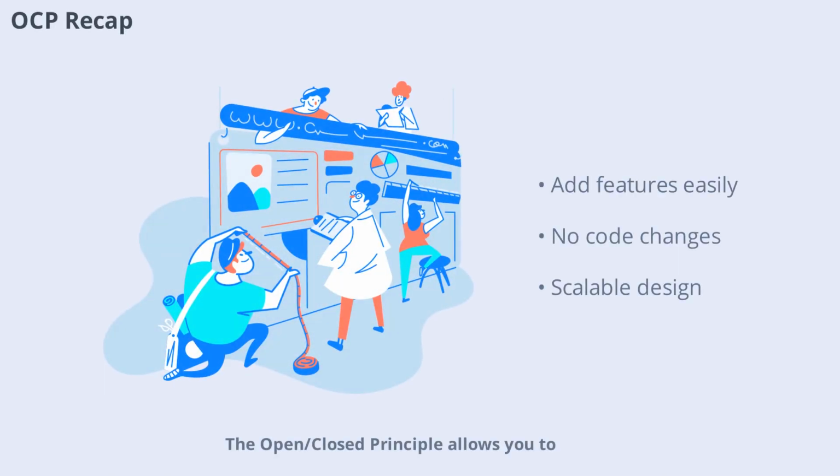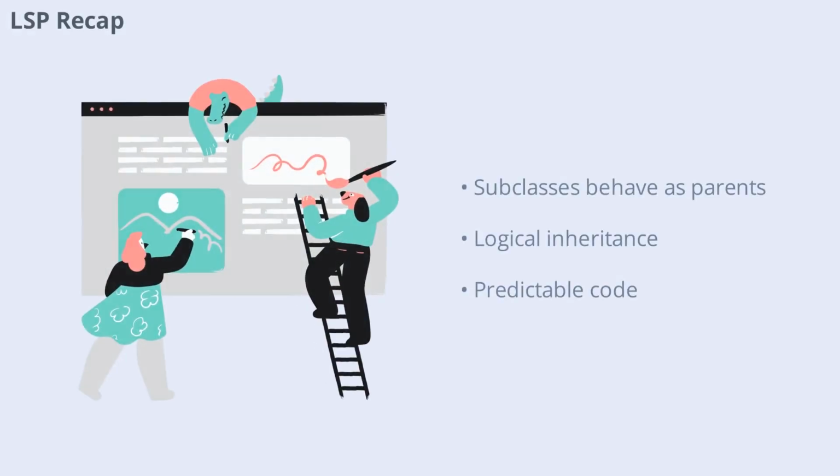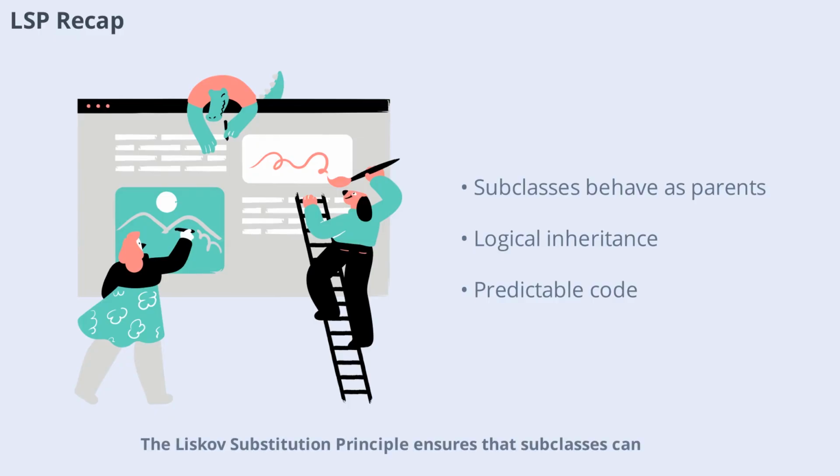The open-closed principle allows you to add new features without modifying existing code. By designing your system to be easily extendable, you make it more robust and less prone to errors. This principle is key to building scalable and adaptable software. The Liskov substitution principle ensures that subclasses can stand in for their parent classes without causing problems. This keeps your inheritance hierarchies logical and predictable, making your codebase easier to understand and maintain.